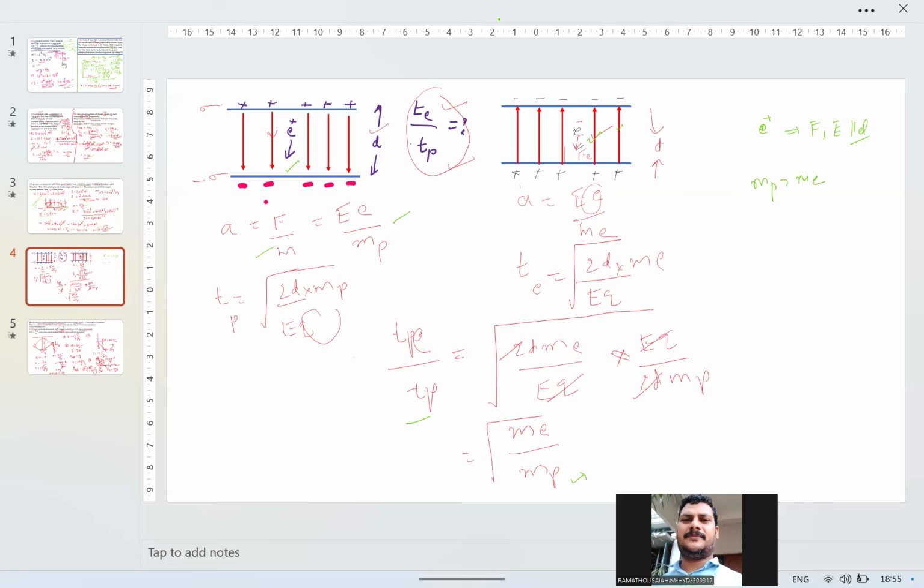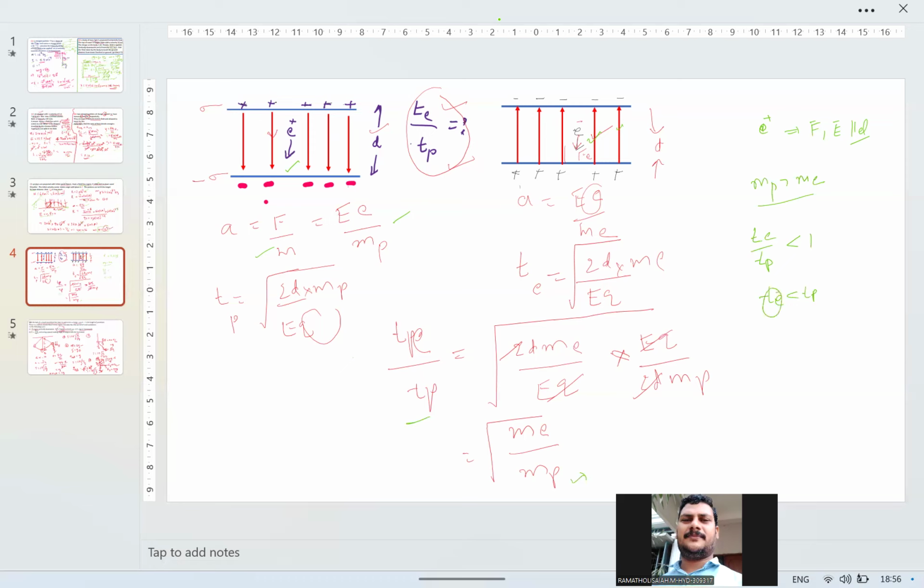The mass of the proton is about 1830 times the mass of the electron, or the mass of the electron is 1 by 1830 times the mass of the proton. That is very clear. So the mass of the proton is anyhow more compared to the mass of the electron. With the proton mass in the denominator, the Te by Tp value will be less than 1, because root over Me by Mp is less than 1. This value will become less than 1. Therefore, Te is less than Tp.